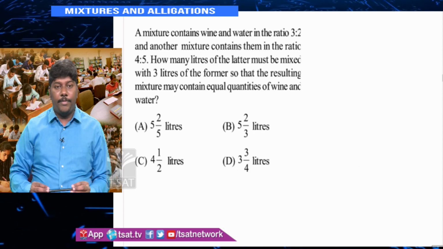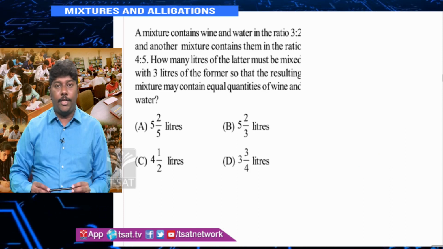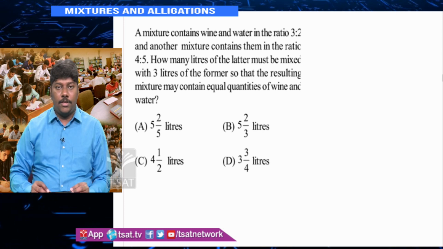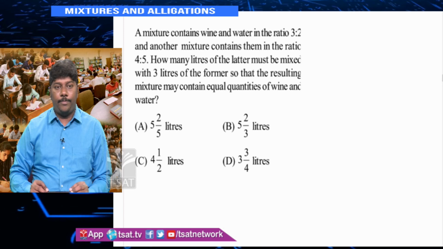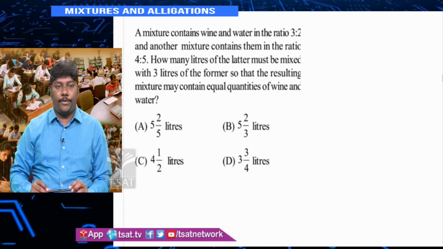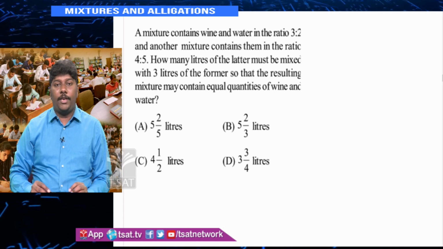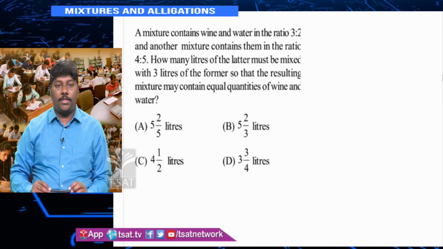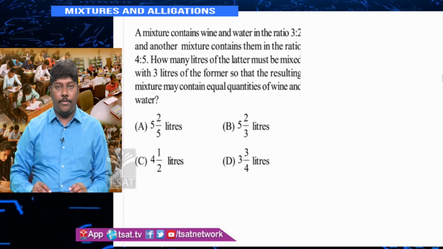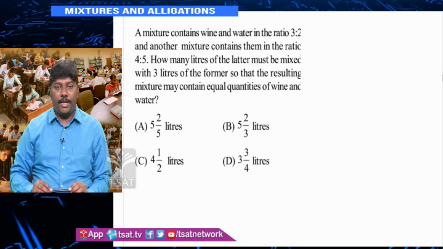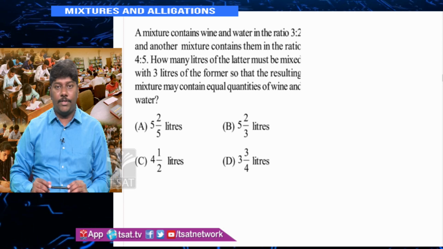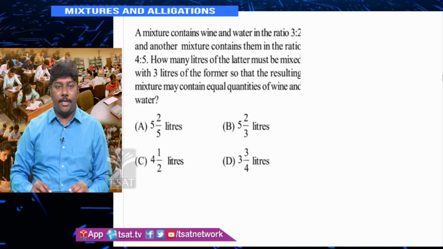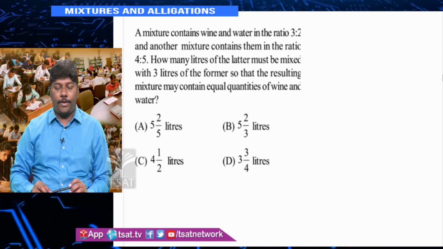Look at the next sum. A mixture contains wine and water in the ratio 3:2. Another mixture contains them in the ratio 4:5. So the first mixture contains wine and water given. The second mixture also contains wine and water given as 4:5. He is asking you how many liters of the latter, the second mixture, must be mixed with 3 liters of the former, which means the first. Former means the first. 3 liters of the first one mixed with how many liters of the second one. He is asking you what is N2, so that the resulting mixture may contain equal quantity of wine and water.